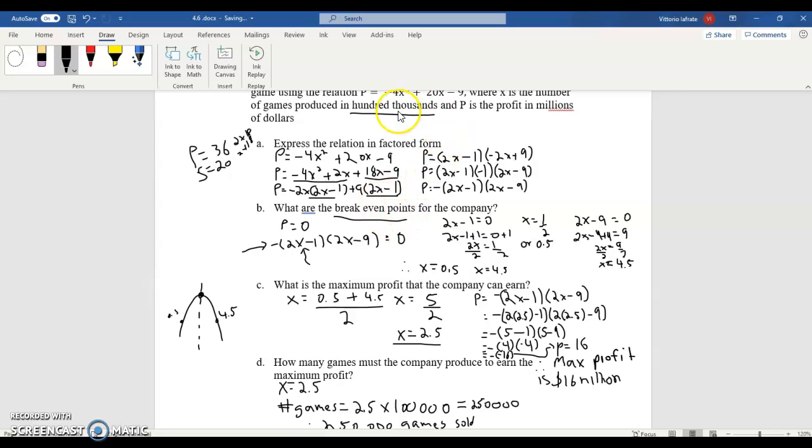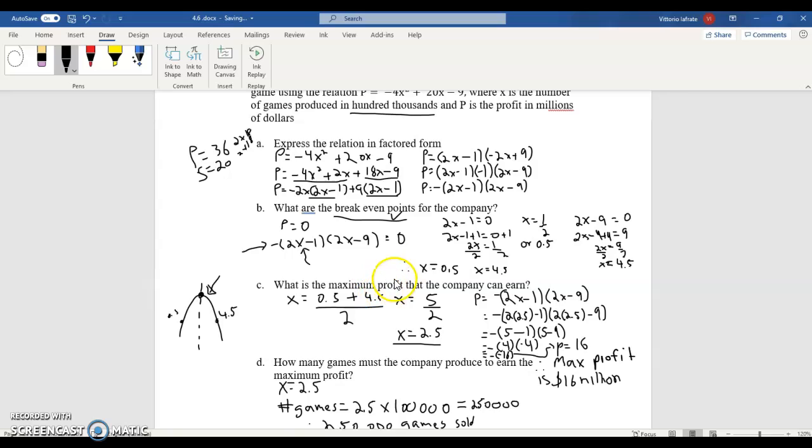So in this question, we were given the standard form to represent the profit for a company. We were asked to express the relation in factored form. And sometimes I might not ask you to do that. I might just go straight to questions B, C, and D, and you need to know to go to factored form first to solve things like break-even points. And break-even points simply means what are your zeros. For maximum profits, you should know that usually means your vertex.